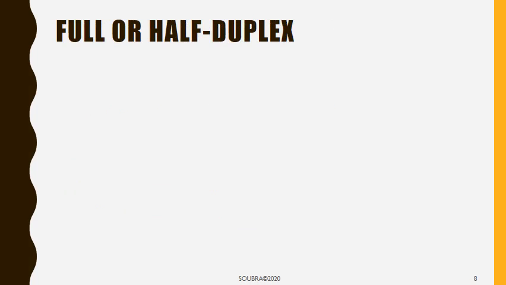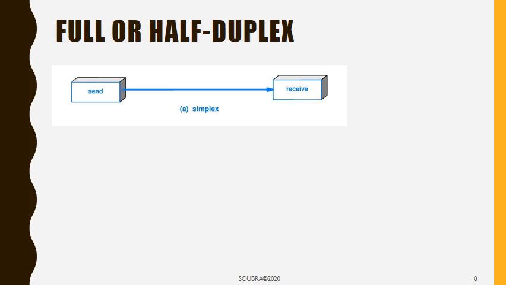All right, so let's see the different things. Full or half duplex. So this is a simplex, one way, unidirectional, one sender, one receiver. There's only one medium here, right? One communication medium.